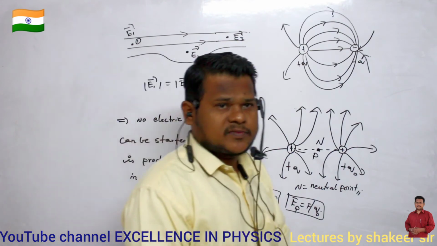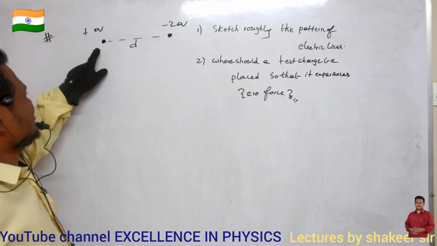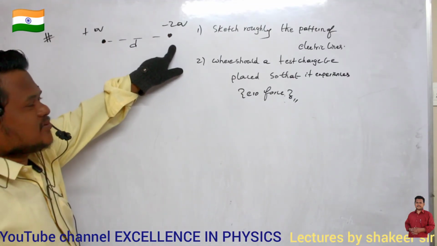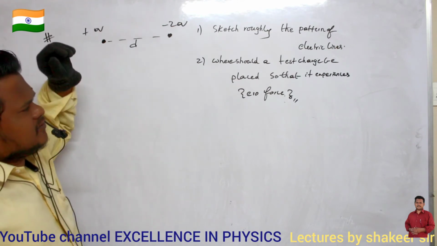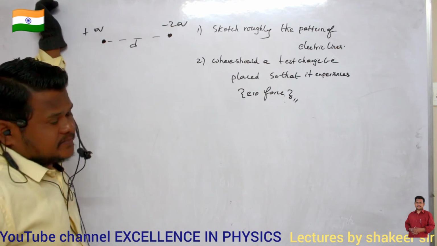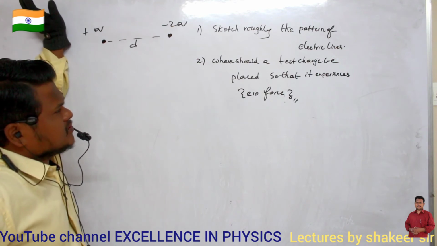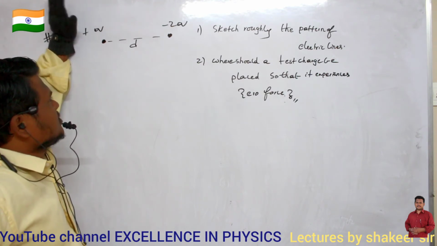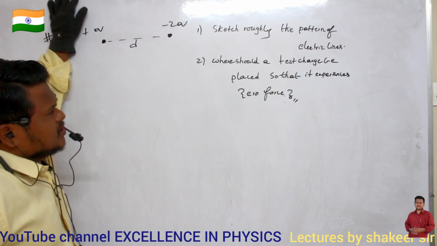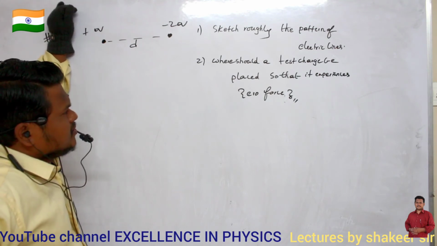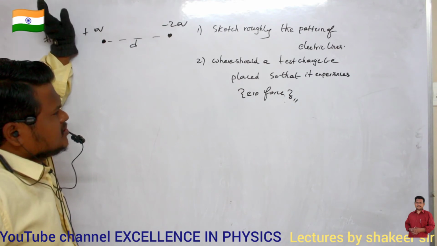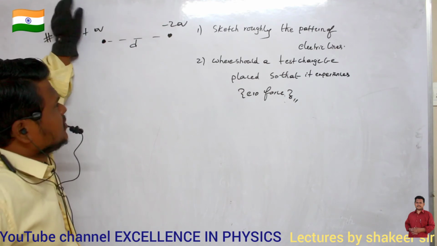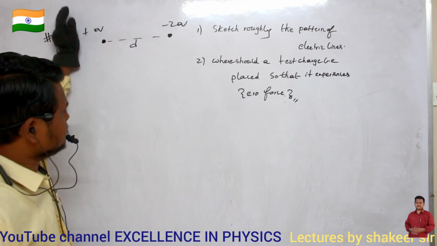So these are some of the properties. Now, this is plus Q and this is minus 2Q. Clear? So the first question is, sketch roughly the pattern of electric lines. How will electric lines travel from this positive charge to negative charge? So we should draw a rough diagram. And the second question is, where should a test charge be placed so that it experiences 0 force? Clear? Can you say how I can draw? Any idea?